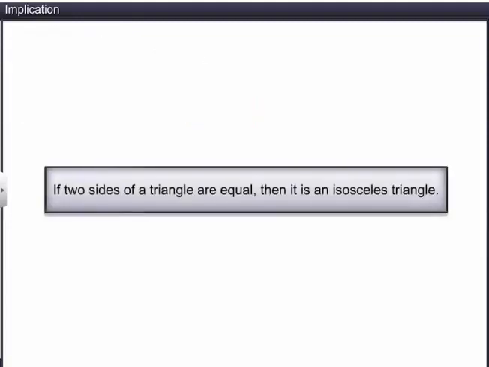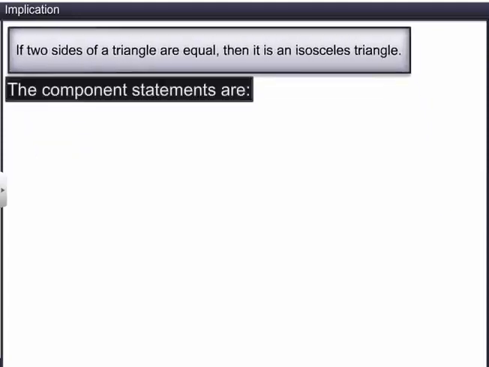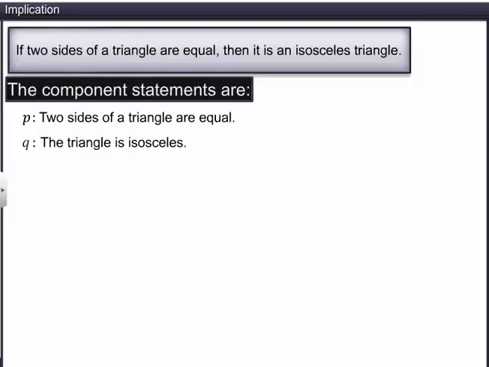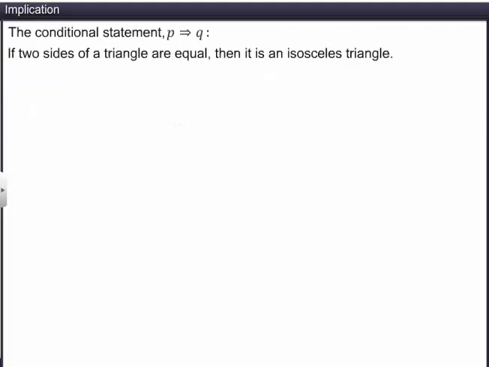Let's write the converse, inverse, and contrapositive of the implication: if two sides of a triangle are equal, then it is an isosceles triangle. The component statements of the compound statement are: two sides of a triangle are equal, the triangle is isosceles. The implication of the statements is P implies Q. The implication or conditional is: if two sides of a triangle are equal, then it is an isosceles triangle.